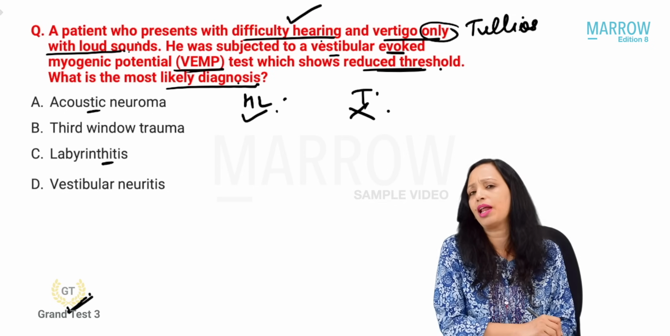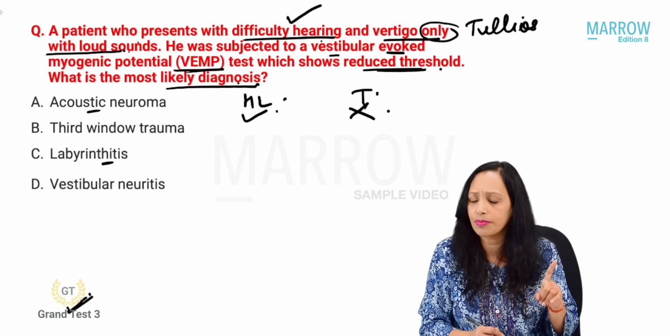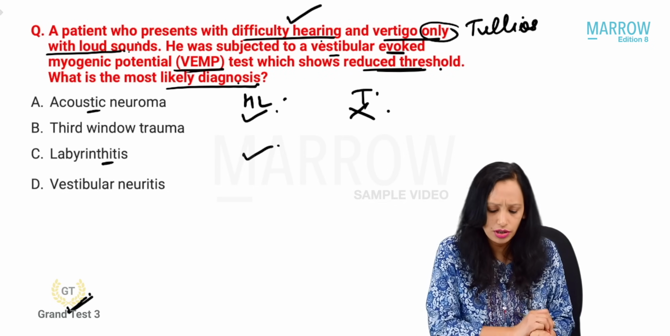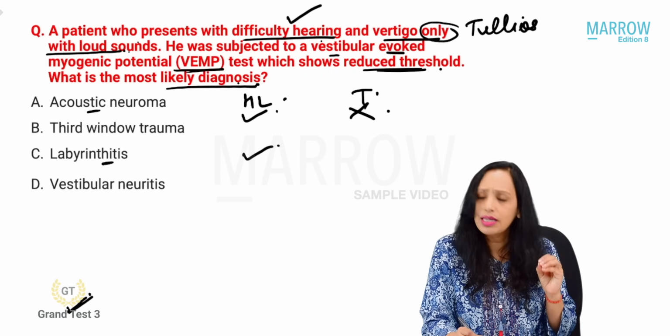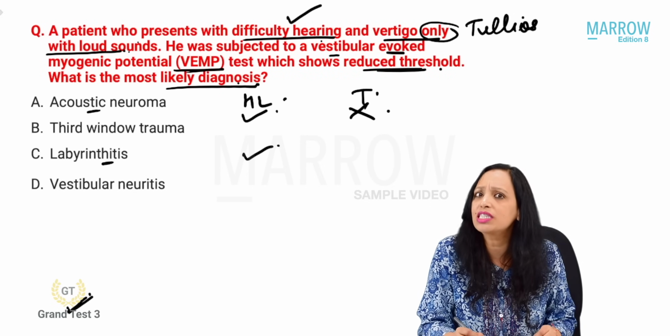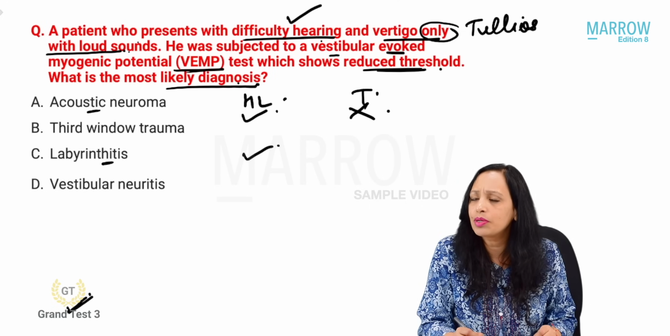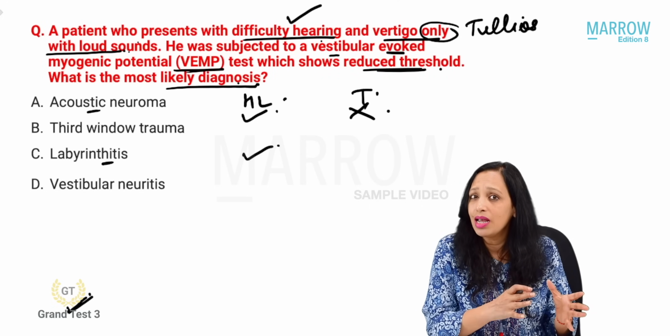Labyrinthitis. Tell me, can this be labyrinthitis? In labyrinthitis, is there hearing loss? Yes, there is hearing loss, sensorineural hearing loss. And is the Tullio's phenomena in labyrinthitis? How is the vertigo? Is the vertigo in labyrinthitis only on loud sound?